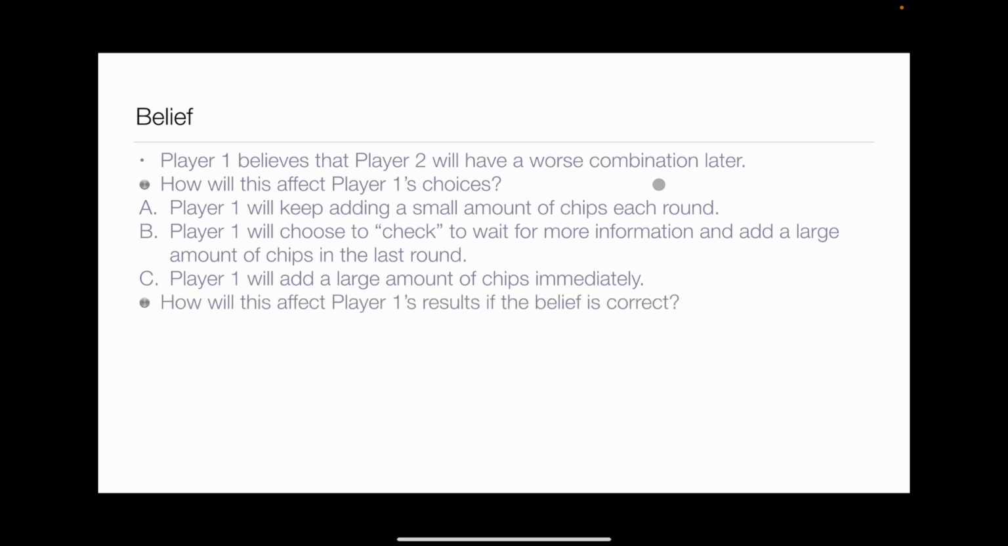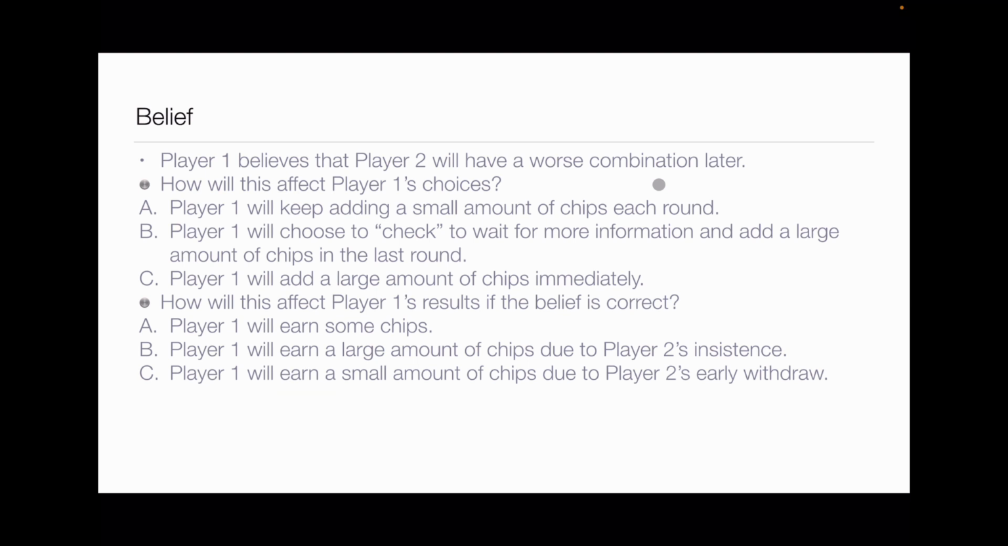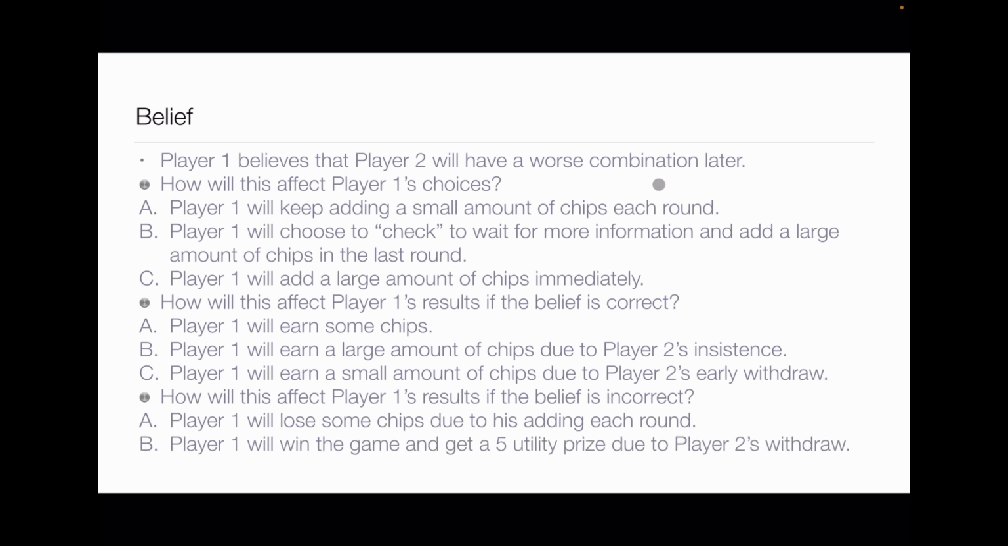If the belief is correct, player 1 will earn some chips, or player 1 will earn a large amount due to player 2's insistence. Player 1 may earn a small amount due to player 2's early withdrawal. If the belief is incorrect, player 1 will lose some chips due to his adding each round, or player 1 will win the game and get a 5 utility prize due to player 2's withdrawal, or player 1 will lose a large amount due to his false confidence.